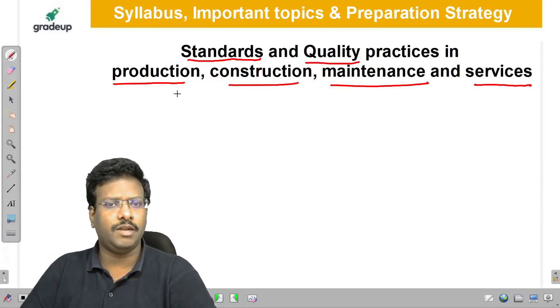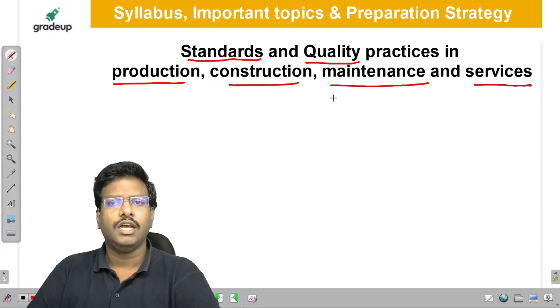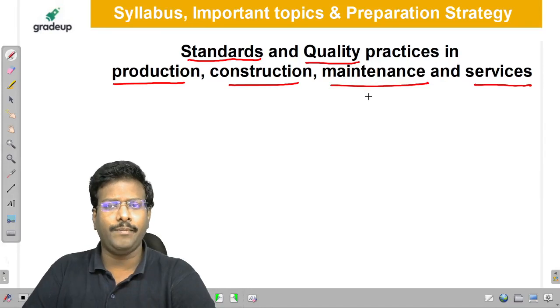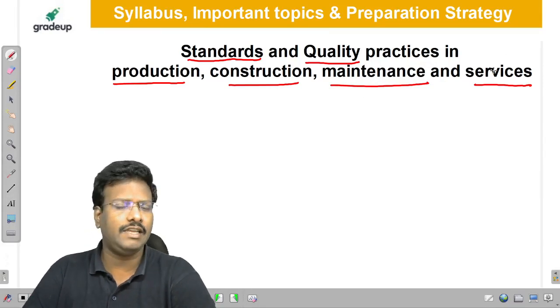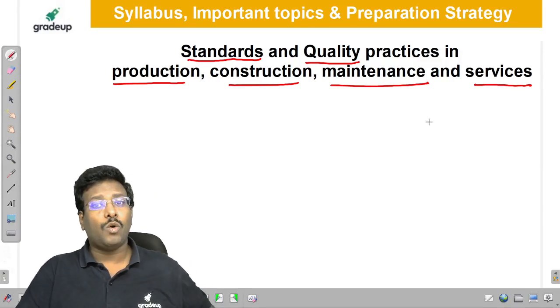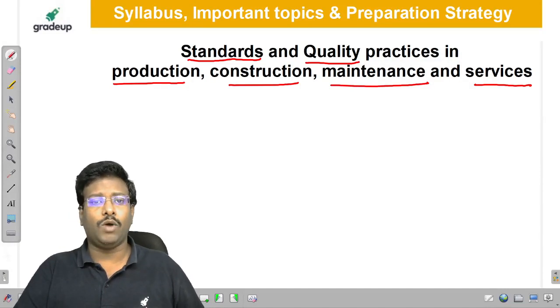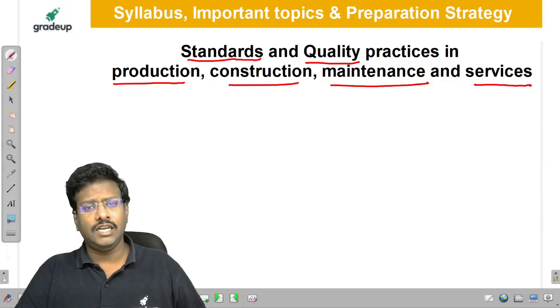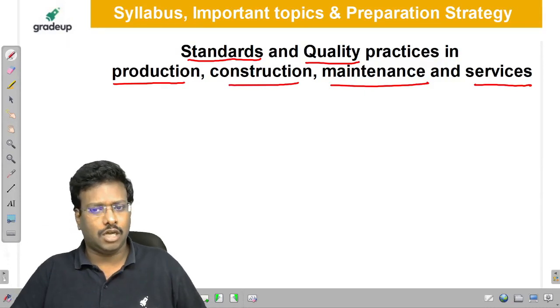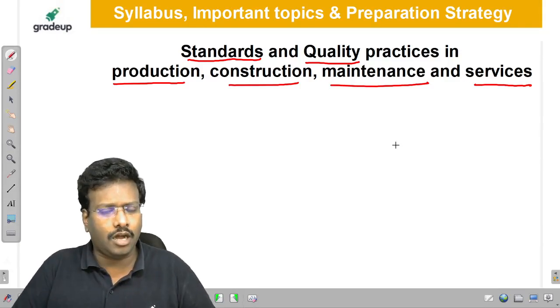Production is nothing but manufacturing, construction relates to civil works, and maintenance means mechanical maintenance or any other maintenance, and service sectors also. What are the various standards to be used and what are the quality practices, means who will fix these standards, what all are those standards, and what is the significance of one over the other. All these things we are expecting in the examination. From the previous question papers also, whatever observations we made, I am going to present all those here.